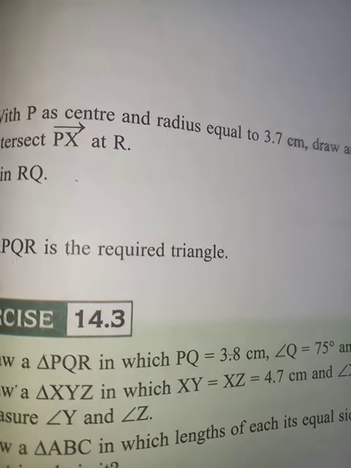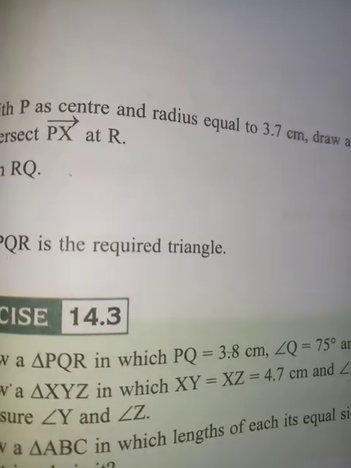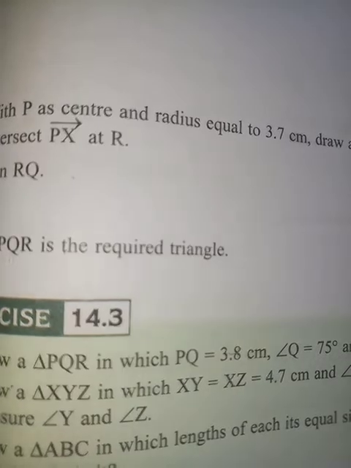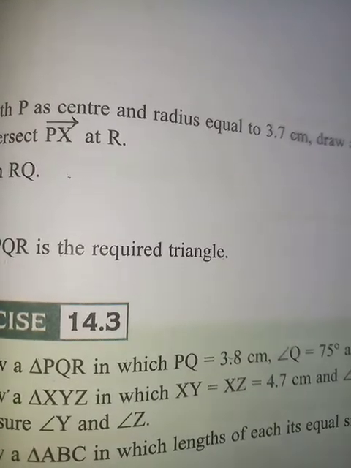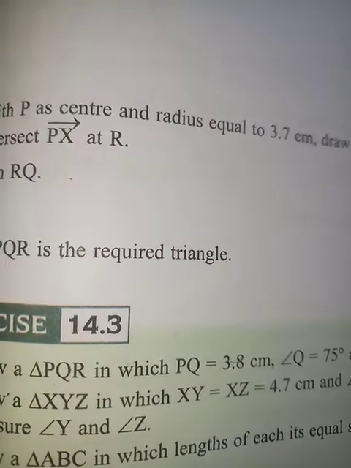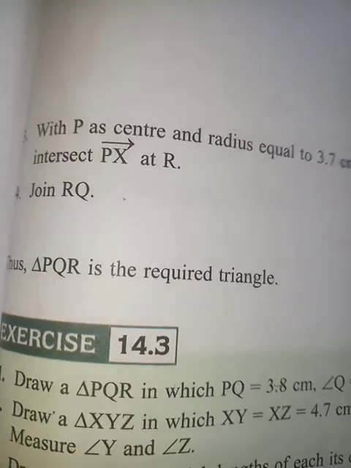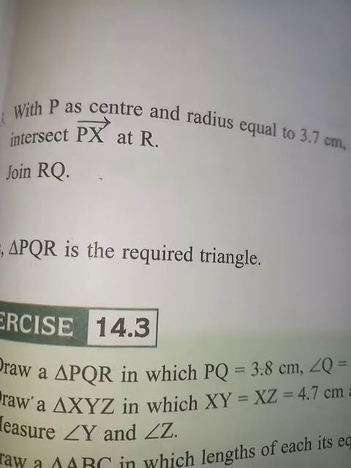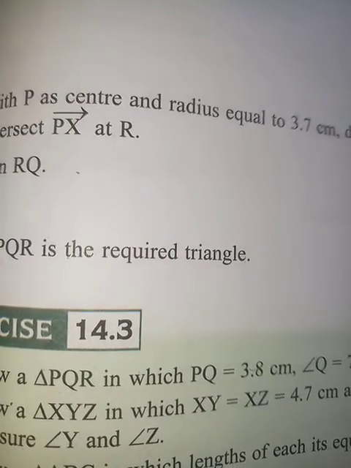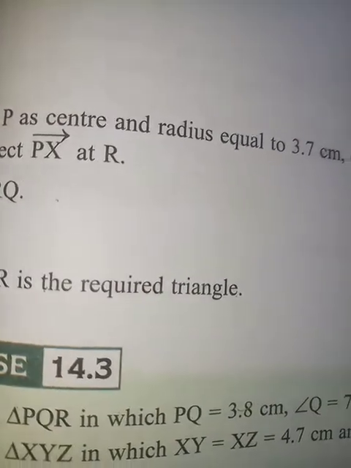Okay, so here maybe one side length is given, two sides length will be given, or there may be one or two angles given to you. So you need to construct the angles according to that given statement. Okay, and then we will be able to construct the triangle.